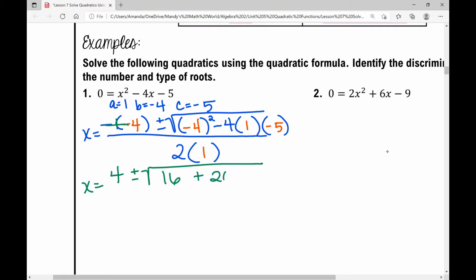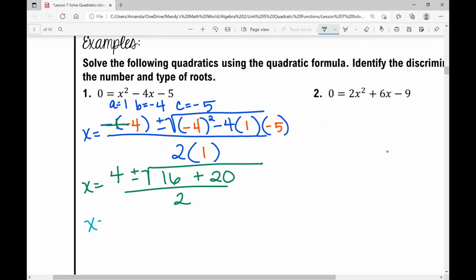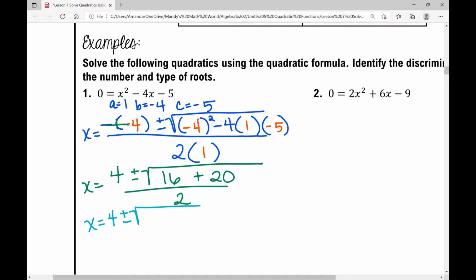So I get plus 20 over 2 times 1 is 2. And now we're just working our way down. X equals 4 plus or minus, what is 16 plus 20? It's 36 over 2. So we're just simplifying a little bit at a time. What you want to do first, though, is simplify that discriminant.